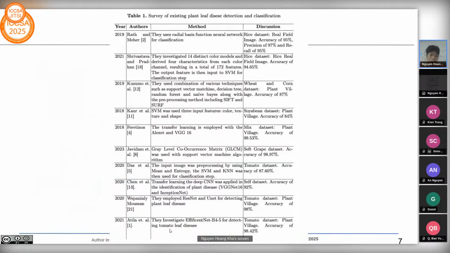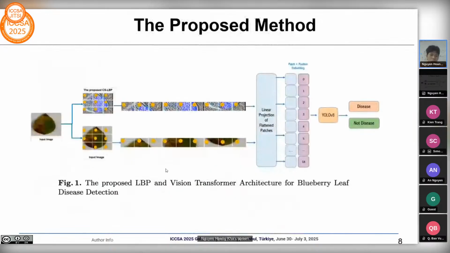You can see in the picture is the table. In our proposed method, we have two sides. In the first, we split the image and give it to linear projection of patterns, then we give it to YOLOv8 to detect disease or not disease. So in our proposal, CS-LBP, we also split that and give it to linear projection of patterns, and then we give it to YOLOv8 to detect disease or not disease.